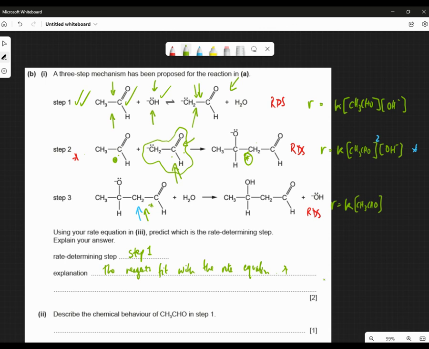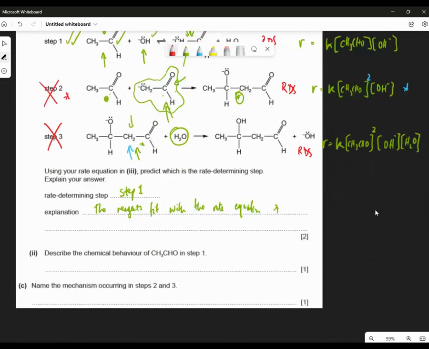And how do I make this? It would be one of those and one of those. So that would be squared again. And this would be OH minus. Now that's how we make this thing. But also water is there as well, so we'd also get water in the rate equation. Obviously, step 2 and step 3 aren't the answers for us. Step 1 is. But I'm just showing how you build the rate equation given the steps.